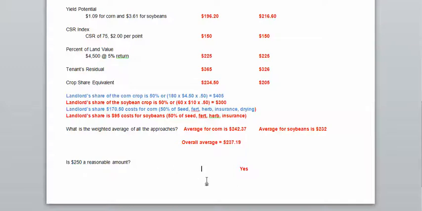Well, I think most of us would agree that $250 is fairly reasonable when we find that by our computations, the average would be $237.19. $237.19 is 95% of $250. So it's within 5% of what is being asked for rent. If you wanted to argue that we could lower that a little bit to say 240, that's fine.